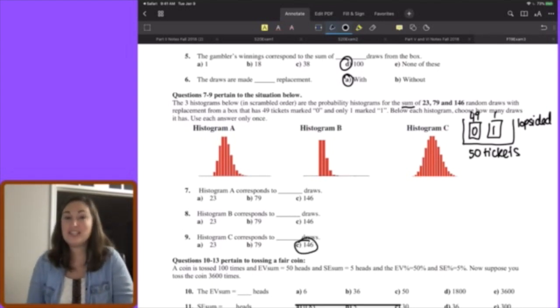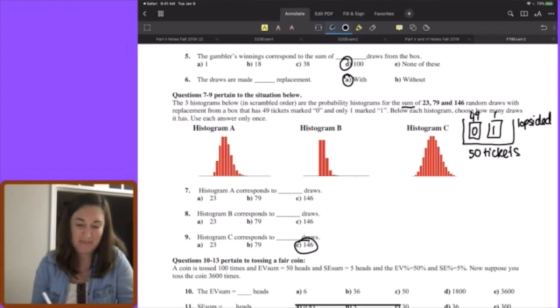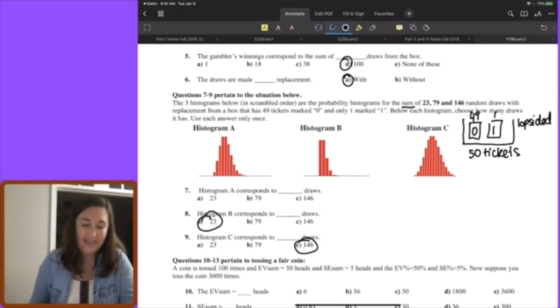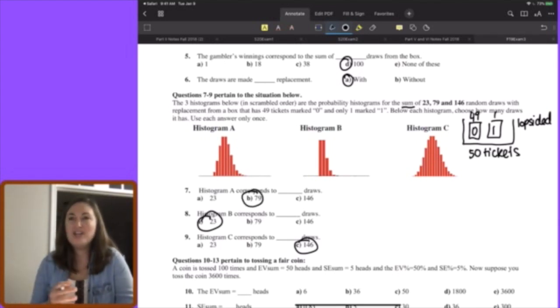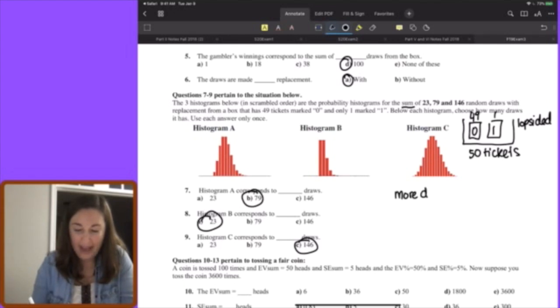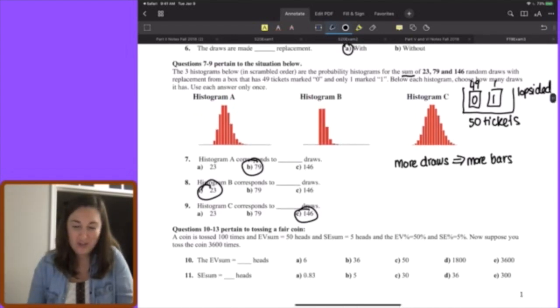And then the one that looks the least like the normal curve is going to have the least amount of draws. So I would say between A and B, B looks the least like the normal curve. So B should be the 23. And then histogram A is kind of in the middle. So that should be the 79. So lopsided boxes need more draws to look like the normal curve. And then as always, the more draws we have, the more bars. So that's another way I could have thought about this problem. But either way, that looks good.